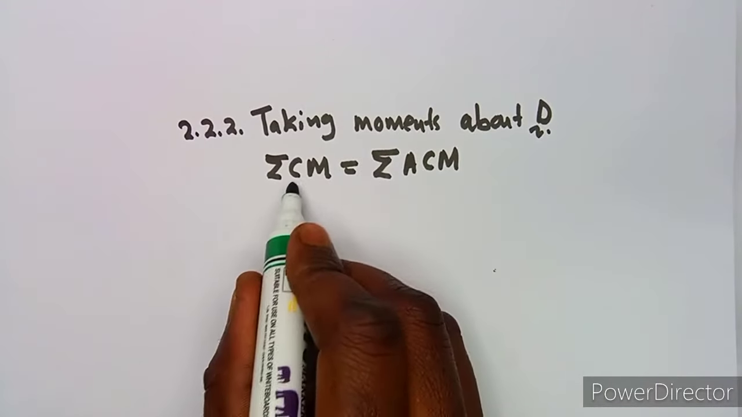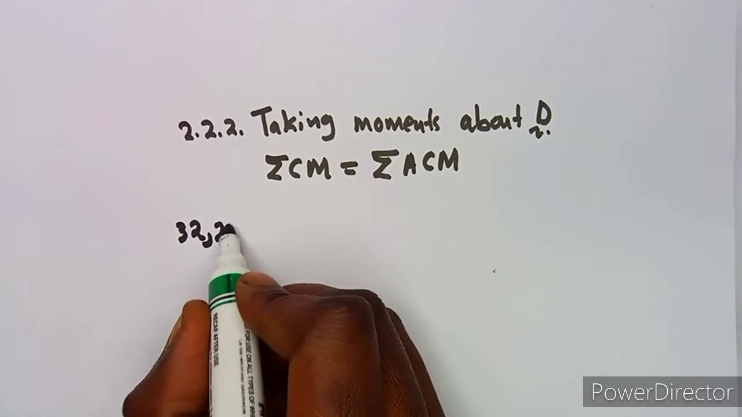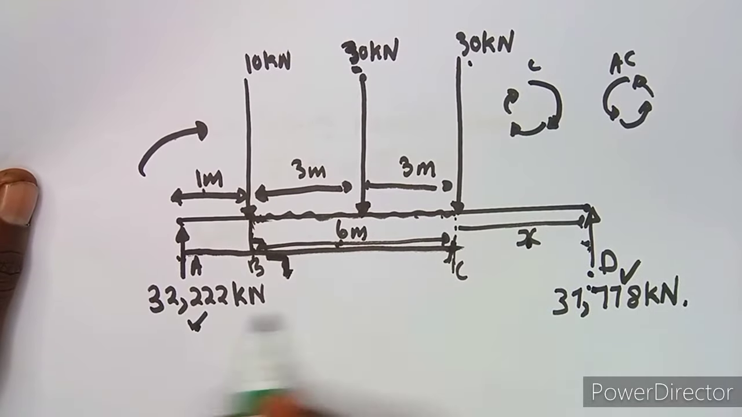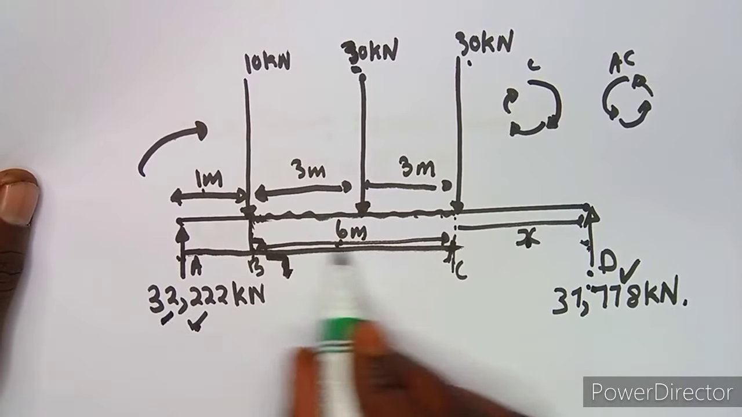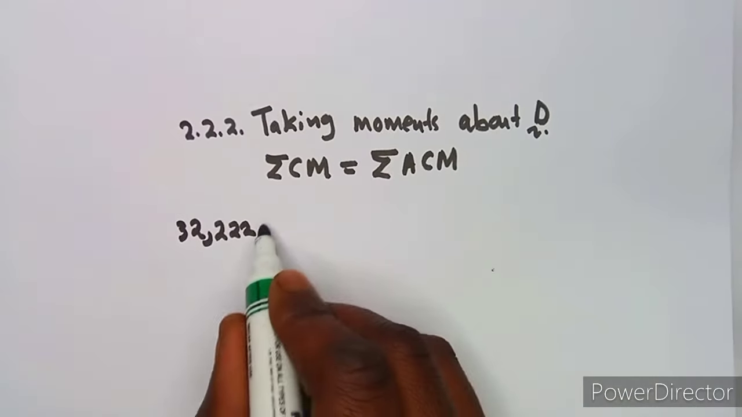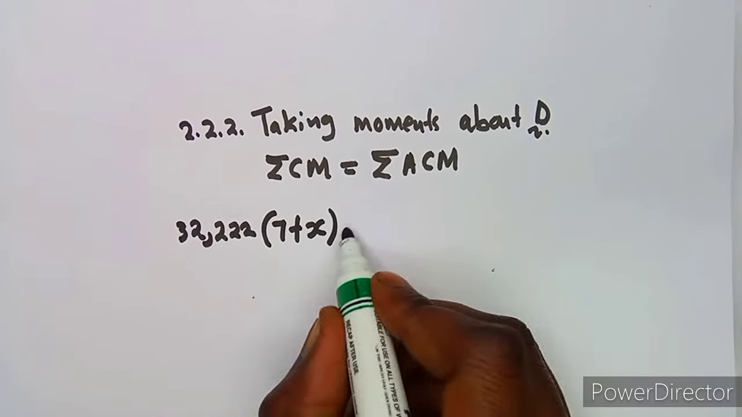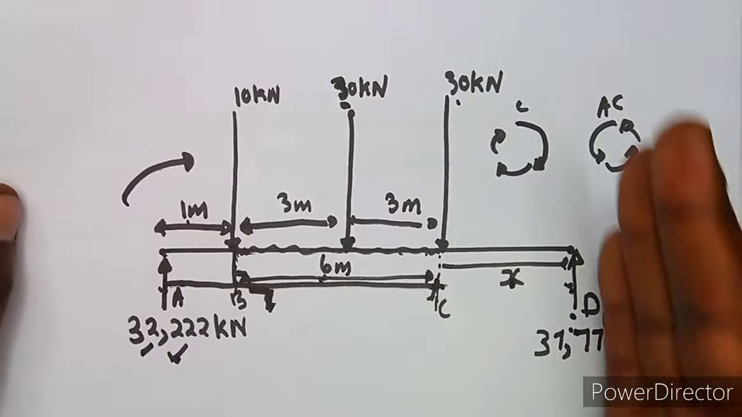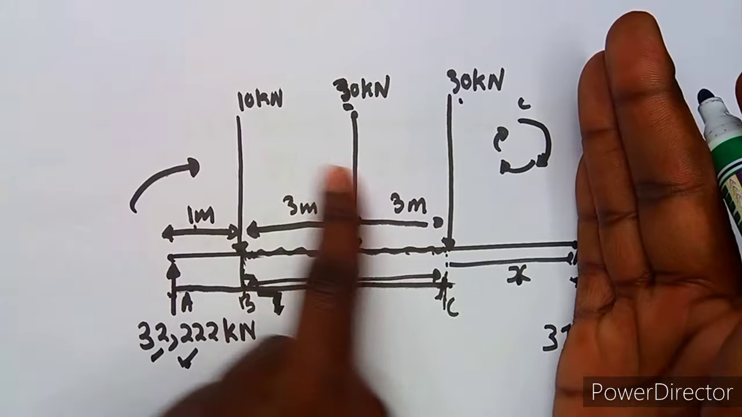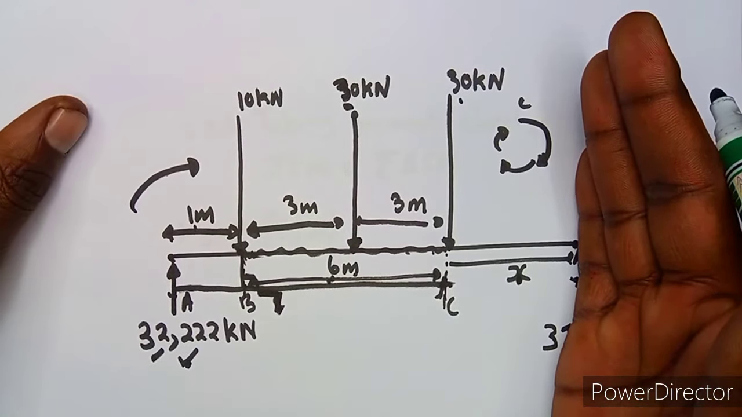So this is going to be moment equals force times distance. So the force is 32.222, from A here back to D. So this is the force times the distance. The distance we said is 7 plus X, so it's times 7 plus X. Okay, so like we saw, in the clockwise, those which are moving in clockwise, we only have this one only. So we are done for the clockwise.